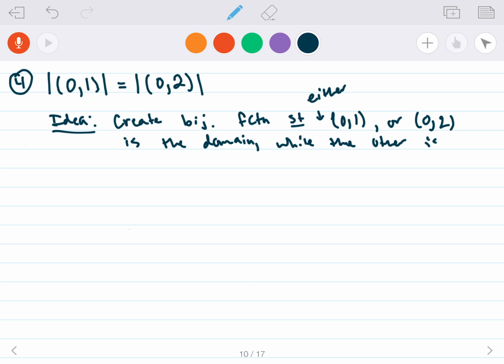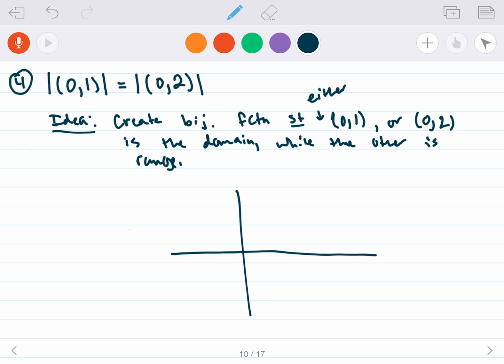Like, you want to draw the picture first, I think, before you start writing the bijection. I think that's really helpful when you're doing these kinds of problems. So one of these, the (0, 1) or the (0, 2), make that the domain and make the other one the range.